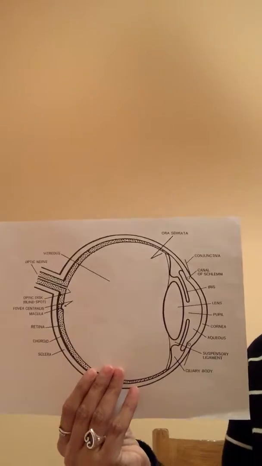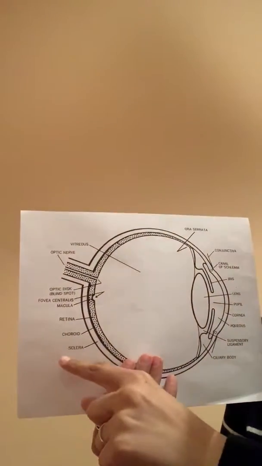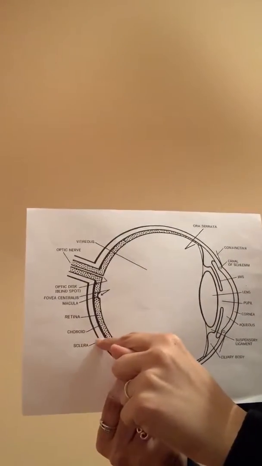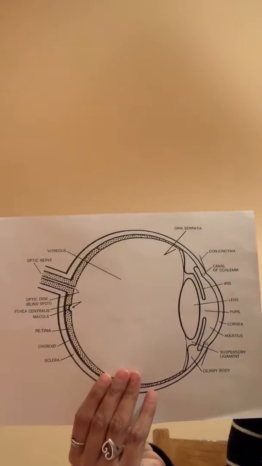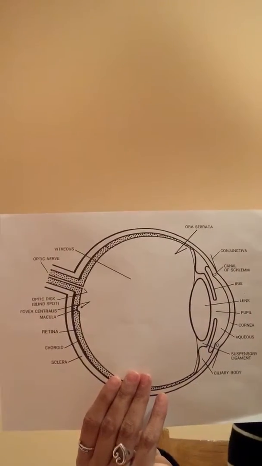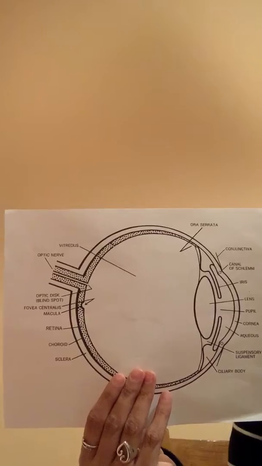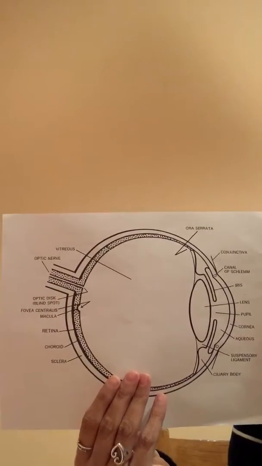And last but not least is the sclera. The sclera is right in here, right there. And the sclera is the white part of the eye, and it provides a protective outer coat for the eye.